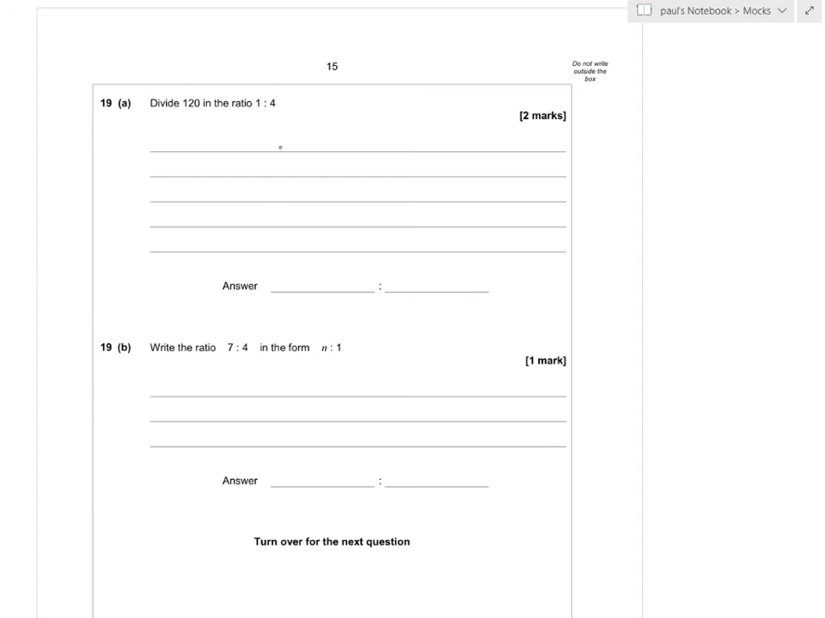Divide 120 into the ratio of 4 to 1. So 1 plus 4 equals 5. 120 divided by 5 equals 24. Right? So 24 times 1 equals 24, which is there. And 24 times 4 equals 96, which goes there.